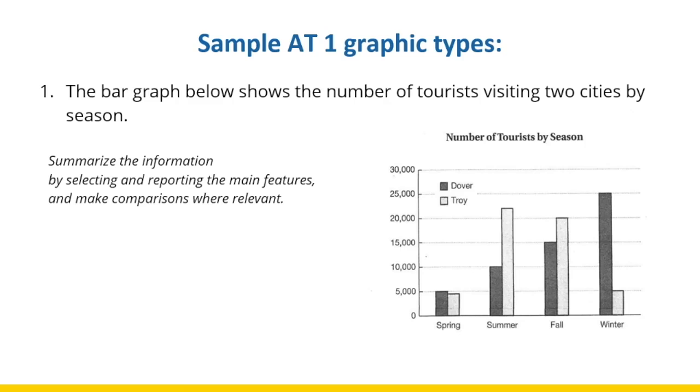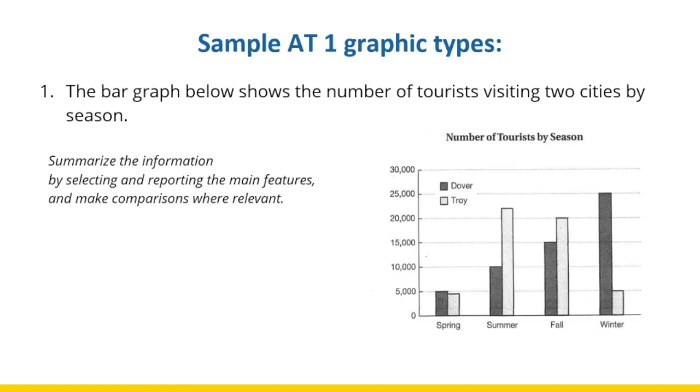And here we have also a requirement that will always ask you to do the same thing, to summarize the information by selecting and reporting the main features and make comparison where relevant. So you have to make sure you summarize the most important information in the graphic you see. So here we have a bar chart, and you're only going to select and report the most important details and make comparison between them. So here, for example, we have number of tourists by season, and we have two cities.